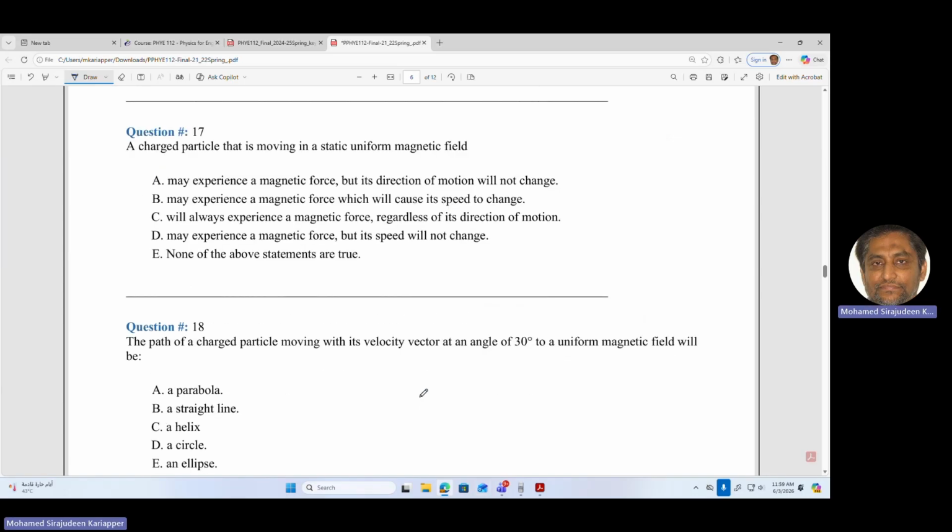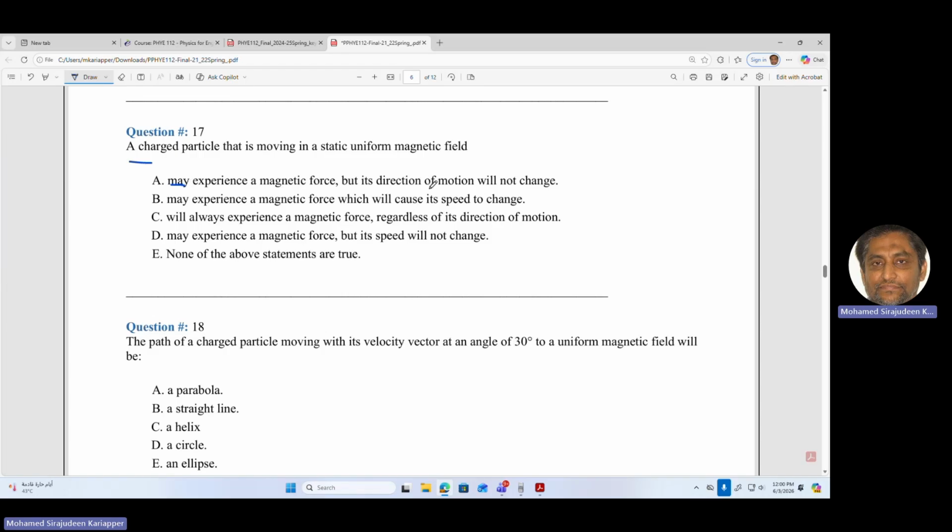It's bothering me, that question. Number 17. A charged particle that is moving in a static uniform field may experience a magnetic force, but its direction of motion will not change. If we have a charged particle moving in a static uniform field, it will experience a magnetic force. Okay, may. Sometimes it may not. If it is moving parallel or anti-parallel to the magnetic field, it will not. So the "may" is good.